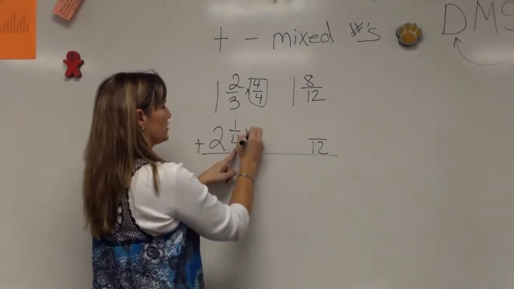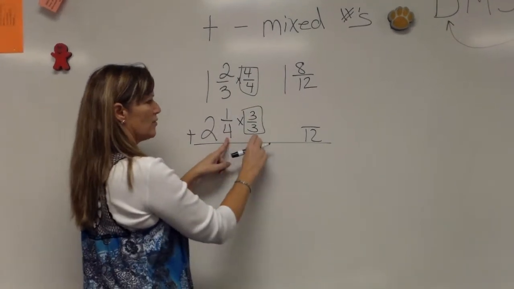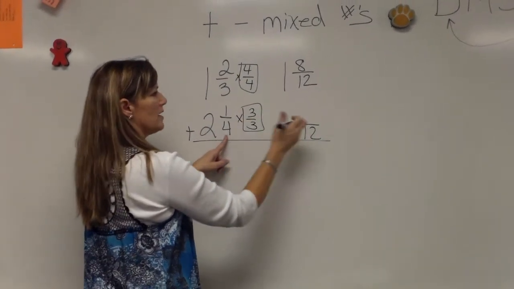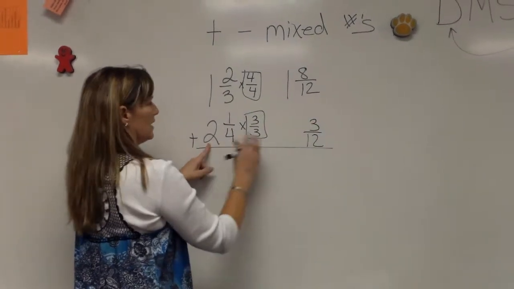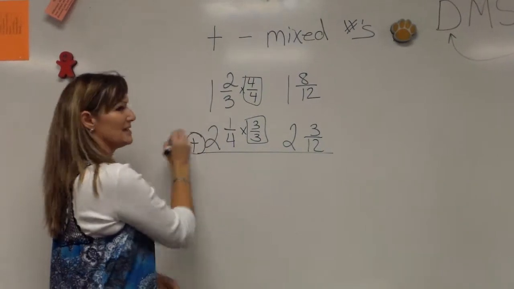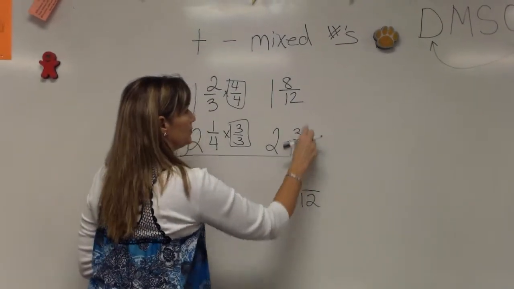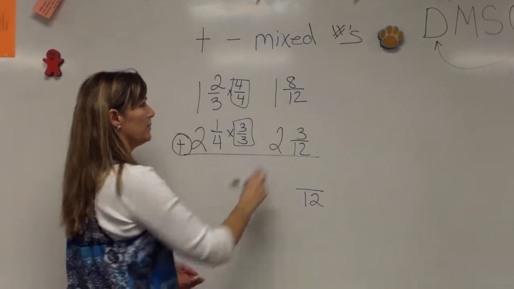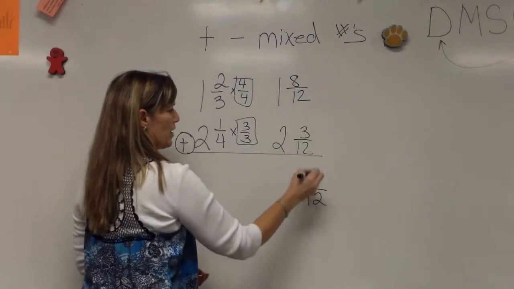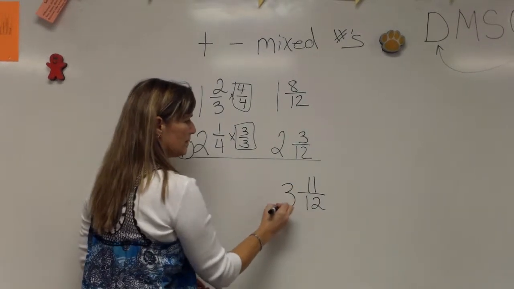4 times 3 is 12, so I'll multiply by 3 over 3. 4 times 3 is 12, 1 times 3 is 3. Again, don't forget the whole number. I'm going to remind myself that I'm adding. I'll write down my denominator because I have a common denominator. I'm going to add my numerators. I get 11. And again, don't forget those whole numbers.